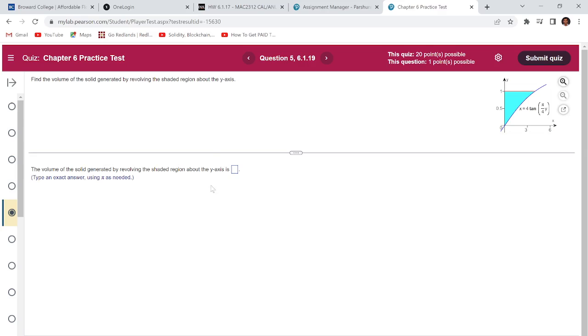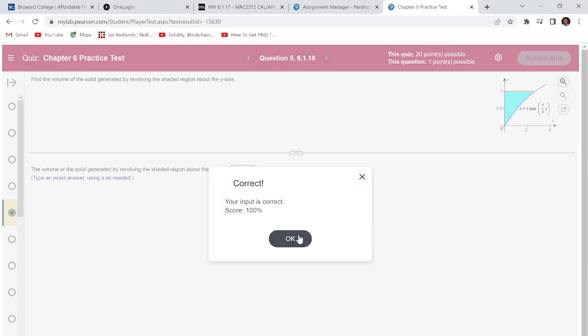So if I use this answer here, 16 times (4 minus pi), that is the answer I'm looking for. Check the answer, and that's right.